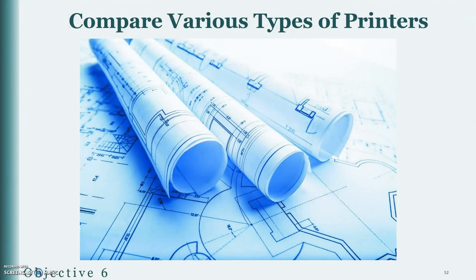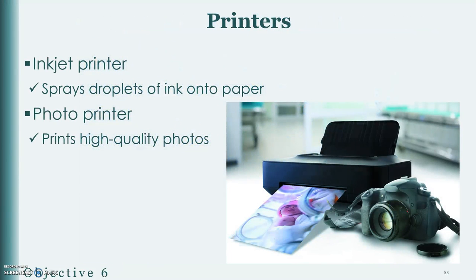Okay, so let's look at some different types of printers. Printers are, of course, also output devices. Here's the picture right there. Someone just printed out a picture of their newborn baby, right? There are many different options for printers, and again, your choice should be based on what you need. What do you need this printer for?